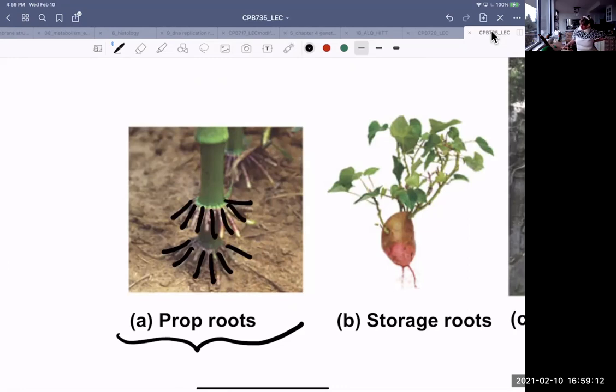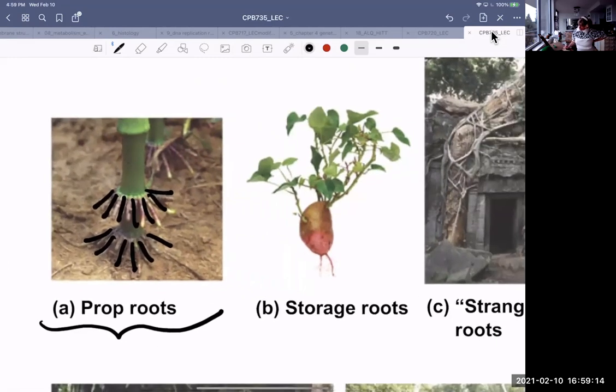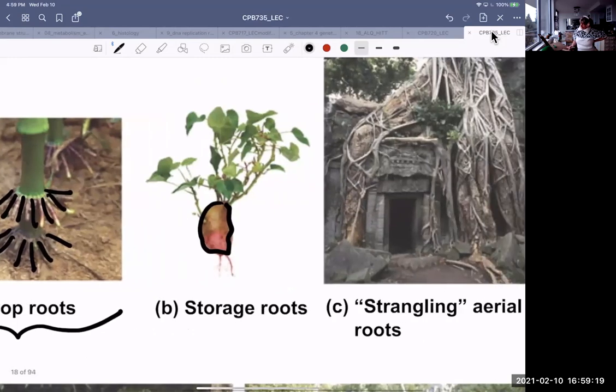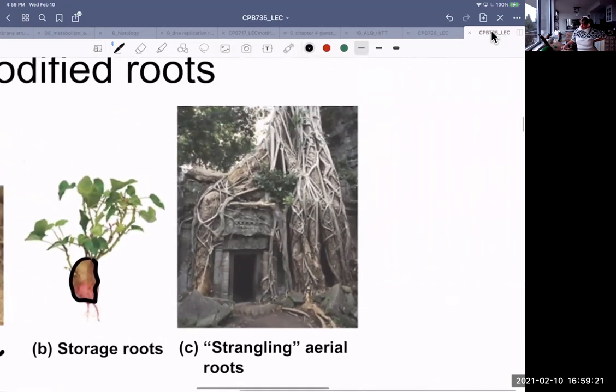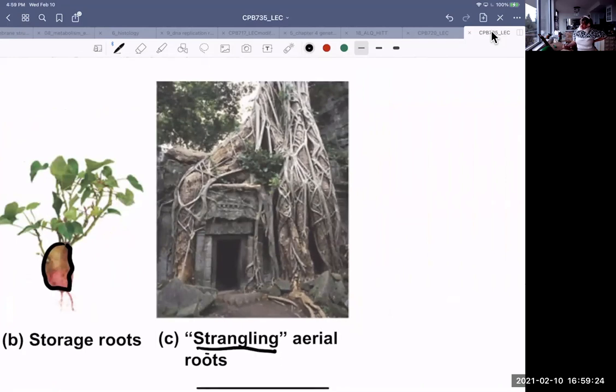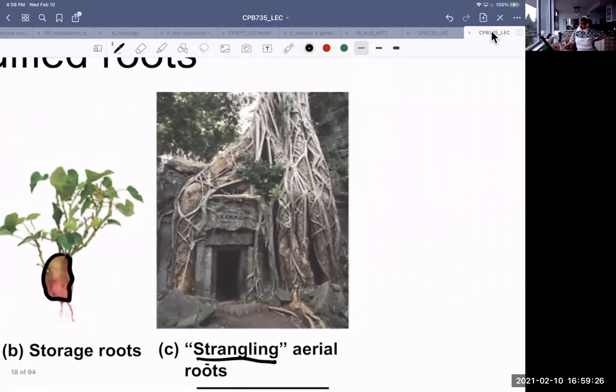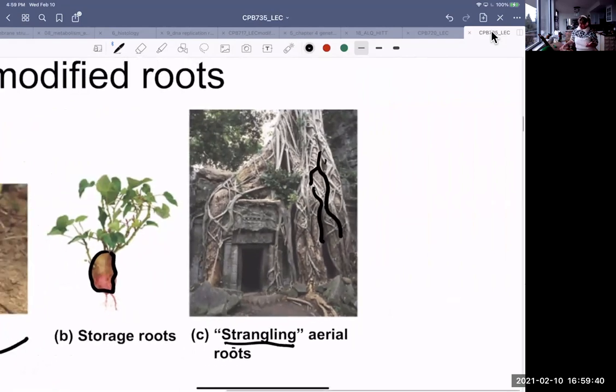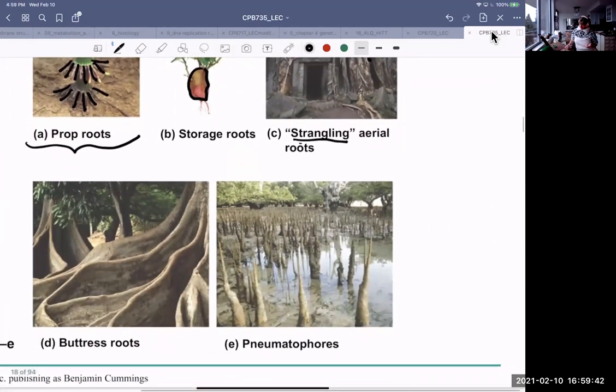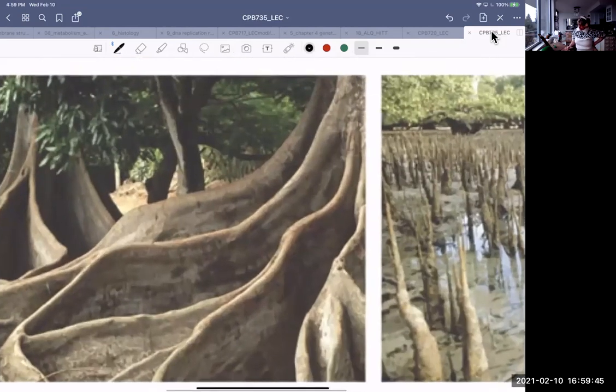Loads of variation in roots. This is a storage root. These roots are strangling aerial roots. So this is a plant that's growing on another plant, and this is a strangler, the strangler roots. It can kill the plant on which it grows, but often it doesn't because it needs the plant for support. Aerial roots. These are known as buttress roots.